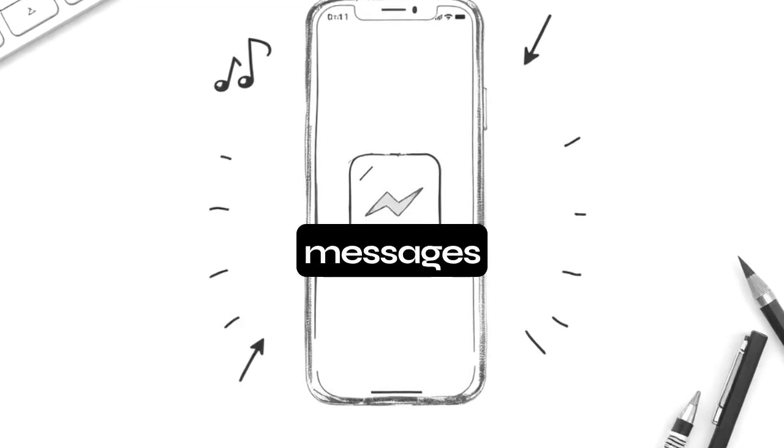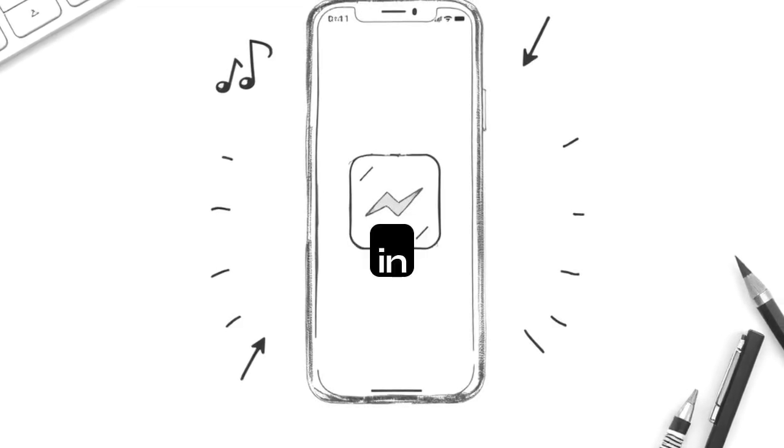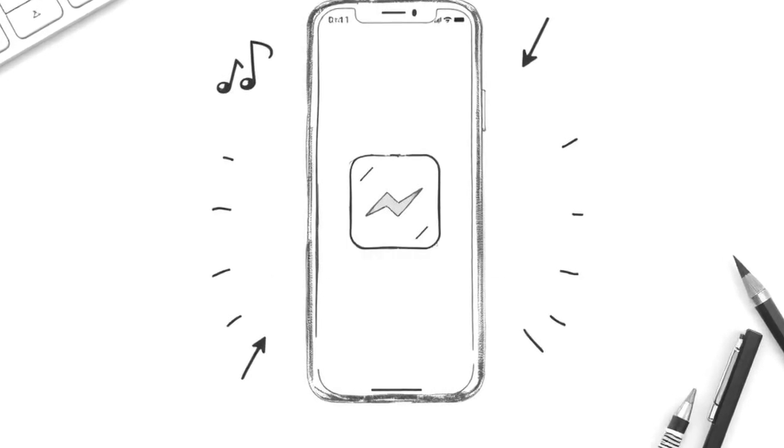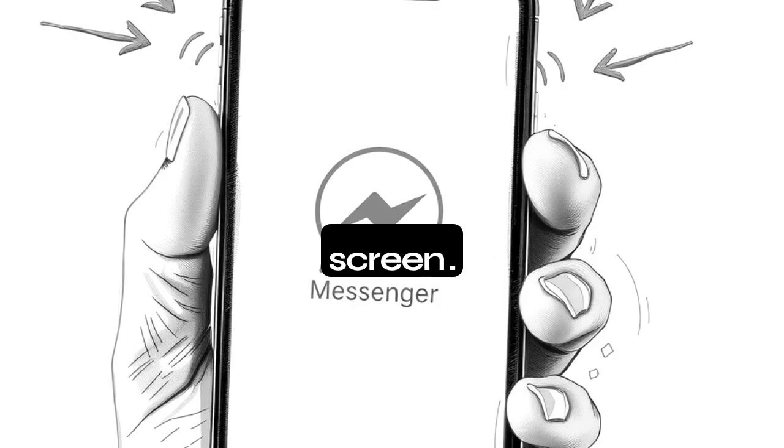Want a new sound when someone messages you on Facebook Messenger? In the next 60 seconds, I'll show you exactly how to change your ringtone on iPhone. First, unlock your iPhone and go to your home screen.